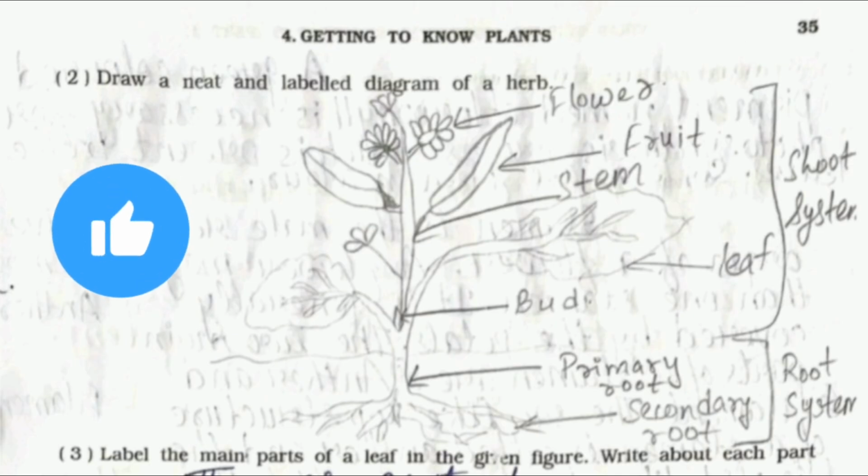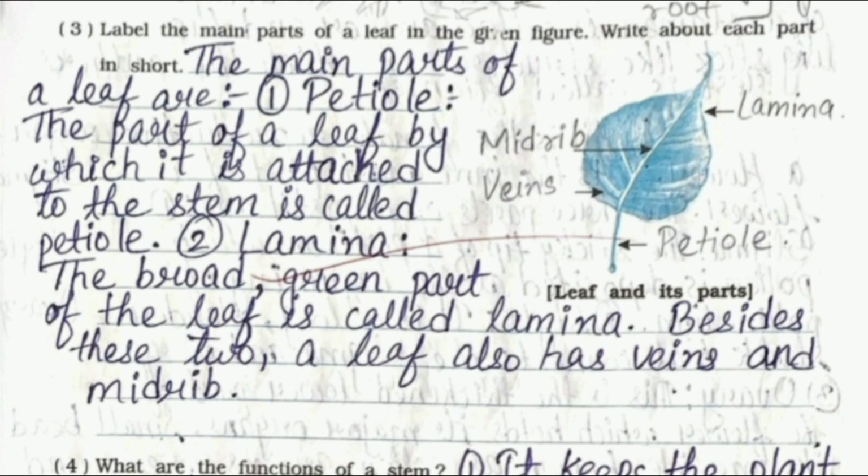Second one, draw a neat and labelled diagram of a herb. So I have drawn the labelled diagram of a herb. So you can check and complete in your workbook. Third one, label the main parts of a leaf in the given figure. Write about each part in short.